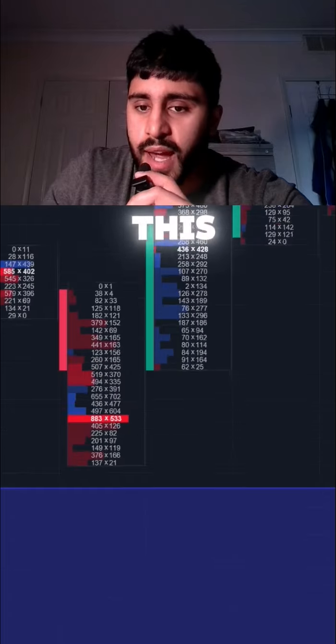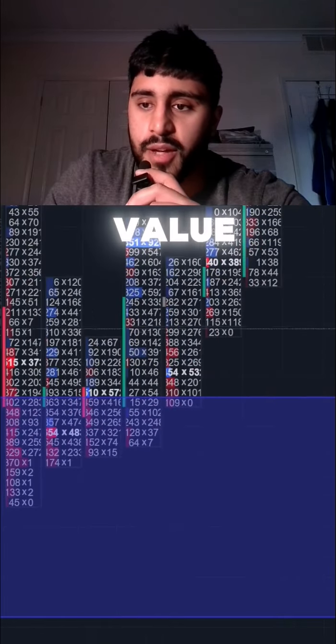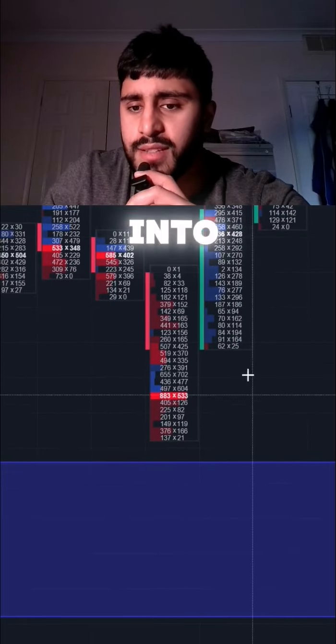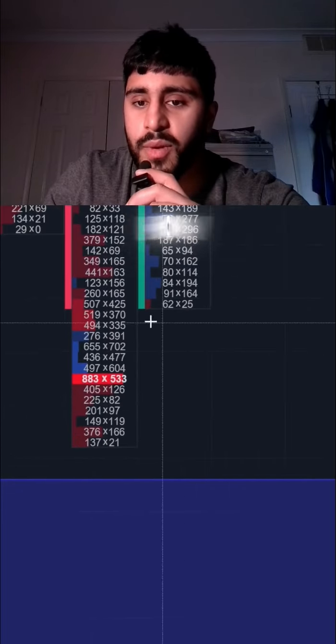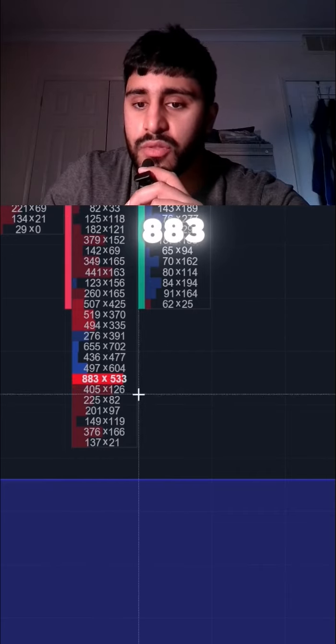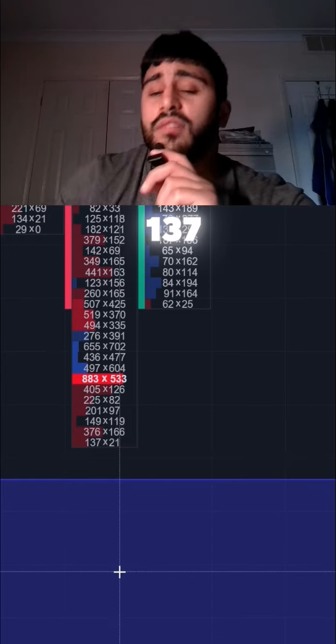So if we just take a look at this candle, what's really interesting to give you some context is we reacted off this 15-minute fair value gap over here, and price created a second fair value gap over here. But when price came into this fair value gap, it's really interesting how we had a large amount of selling volume over here. We saw 883 for only 533. Right at the bottom, we saw 137 for 21.